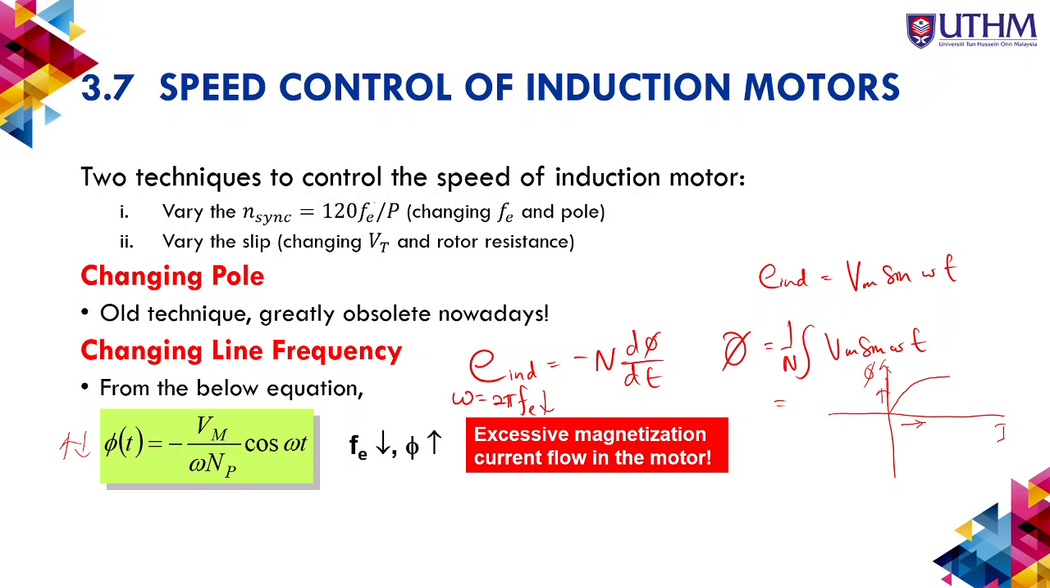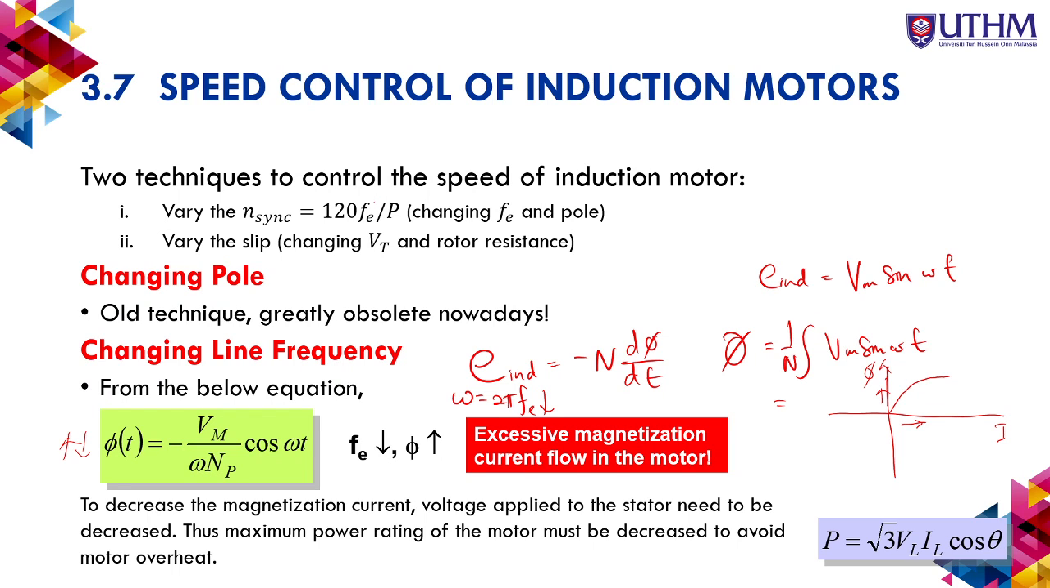So what we can do is, to decrease the magnetizing current, the voltage applied to the stator needs to be decreased. Thus the maximum power rating of the motor must be decreased to avoid the motor overheating. This is the equation of the power. By reducing the voltage, the power also will be reduced.